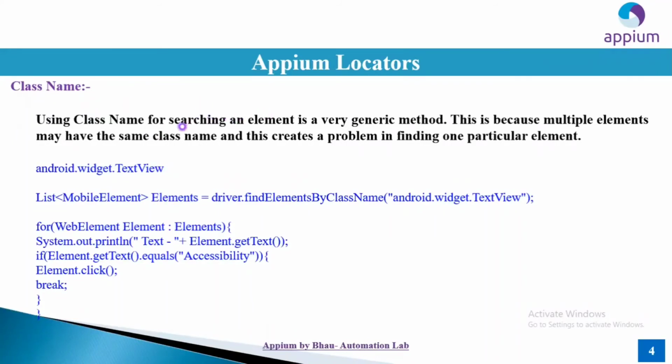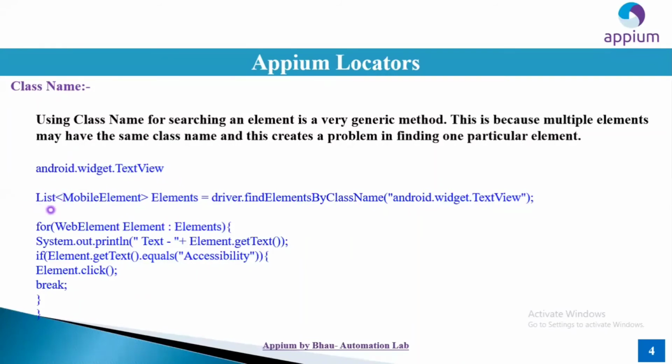Okay, guys, so there is a rare chance, because all the elements have the same class name, but I'll tell you some tricky ways of working with class name, because there may be a chance that there is no ID or no accessibility ID defined for a particular element. Then we can easily identify that element through this class name. Here we have defined a class name like android.widget.TextView, right?